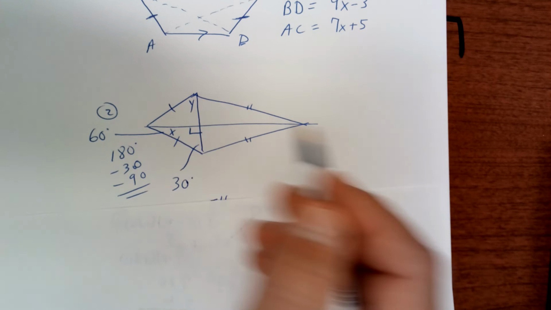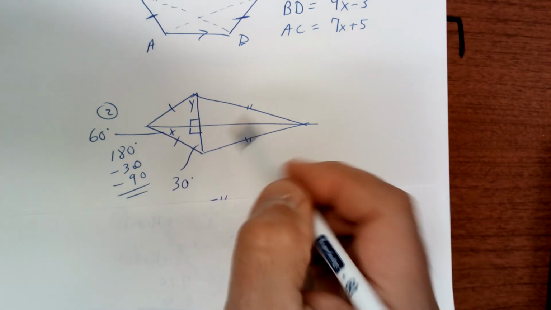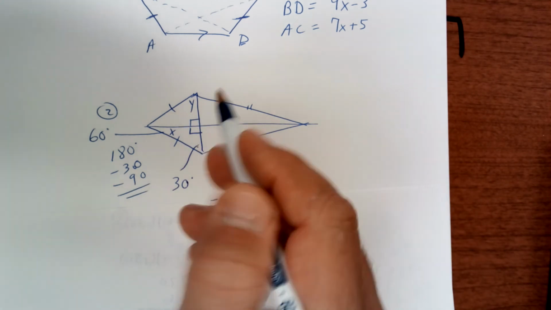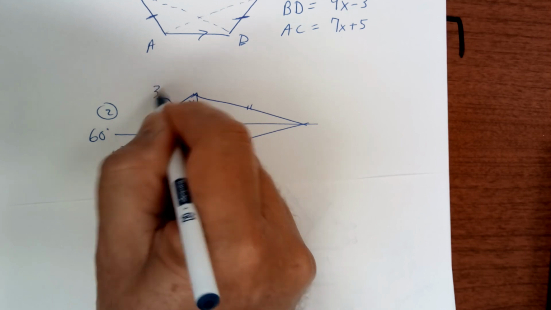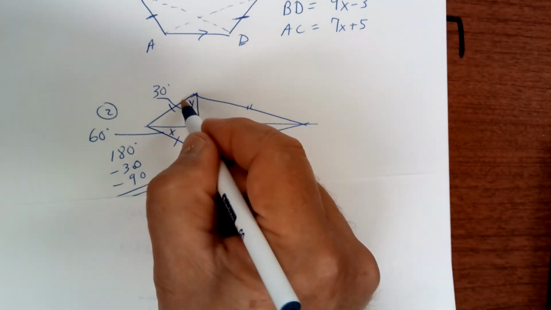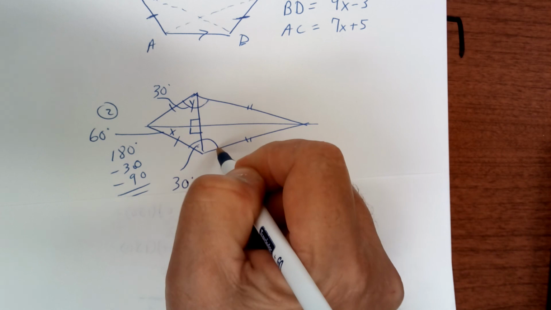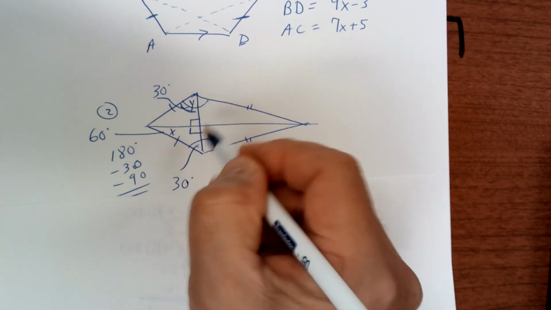This one over here is 90. Remember, these are equal. So if that's 30 degrees, this one is 30 degrees. Okay? If the whole thing is equal to the whole thing, then this upper piece right here is equal to that upper piece there.